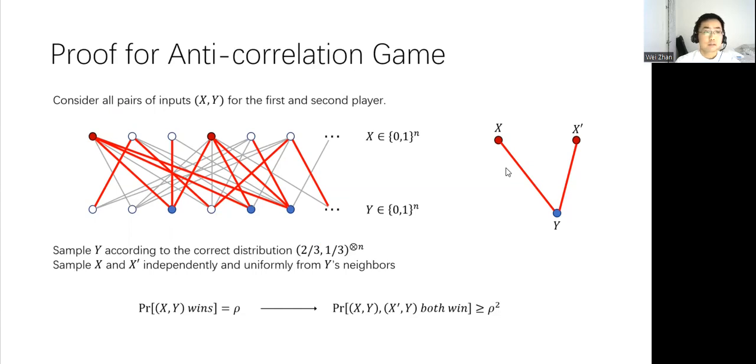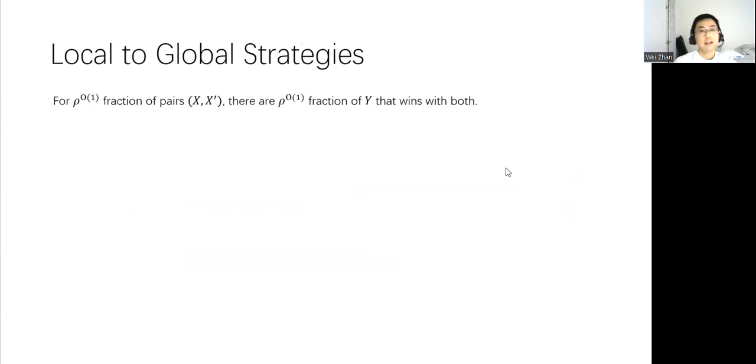Now the fact that the red edges have density rho in the graph means that the probability that both edges that we sampled are red is at least rho squared by Jensen's inequality. That means that for a polynomial in rho fraction of the pairs x and x prime drawn from the distribution from that sampling process, there are a polynomial in rho fraction of y that wins with both.